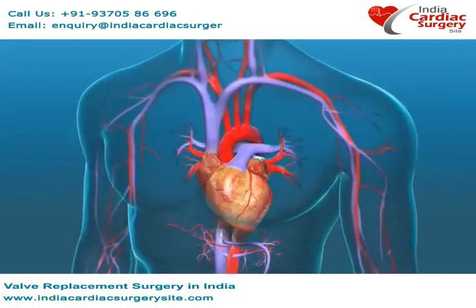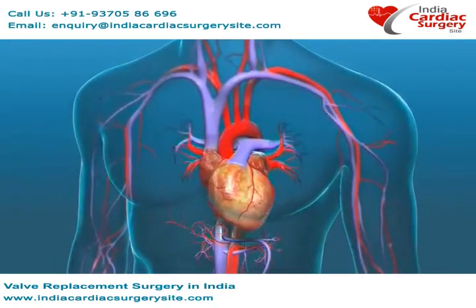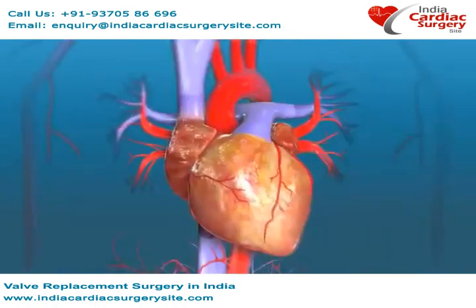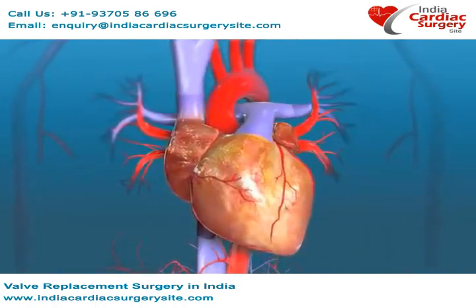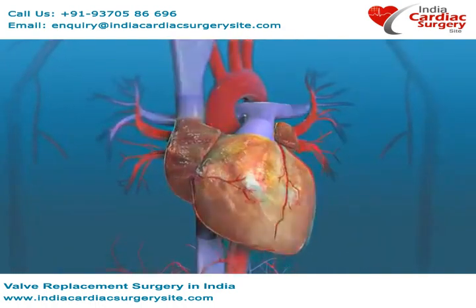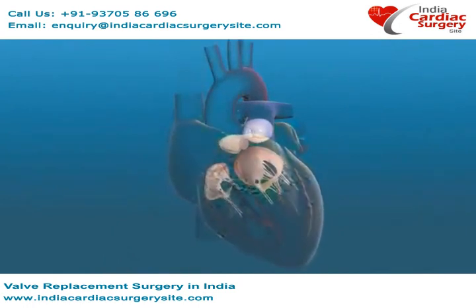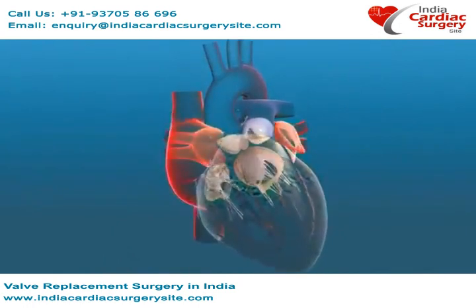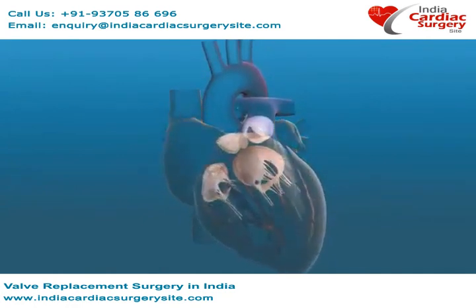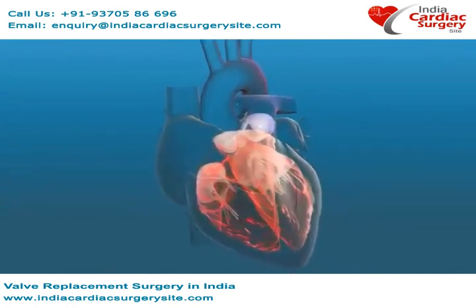Aortic valve replacement if your aortic valve is not functioning properly. The heart is a muscular organ that pumps blood through the body. It consists of 4 chambers. The upper chambers are the right and left atria. The lower chambers are the right and left ventricles.